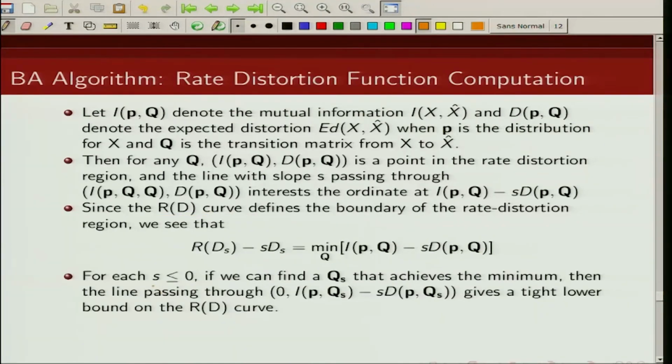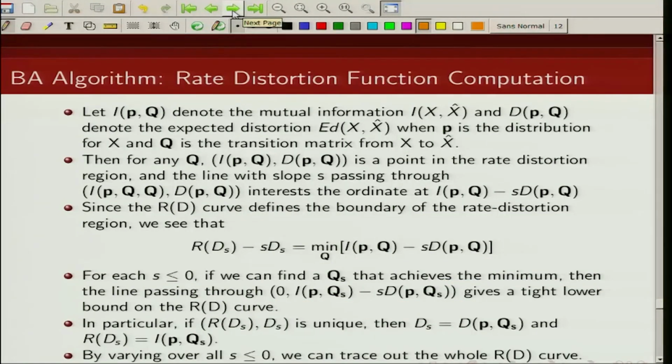So for each s less than or equal to 0, we can find a Q of X hat given X such that this is minimized. So we can find a Q_s that will achieve this minimum value. Then a line passing through this point is going to give me a tight lower bound on the RD curve. And if I do this for all s, I essentially can trace out this rate distortion curve.